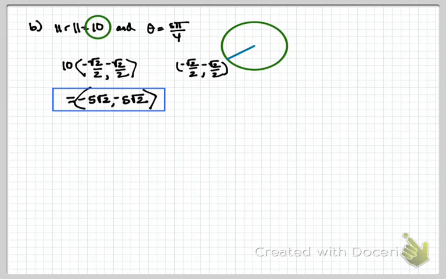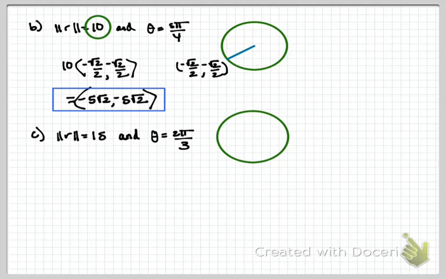Okay, the last one, you've got a radius of 15, so the same concept. And we know that theta is equal to 2 pi over 3. Alright, think about the unit circle. 2 pi over 3 is right about here. Coordinates there are negative 1/2, rad 3 over 2.